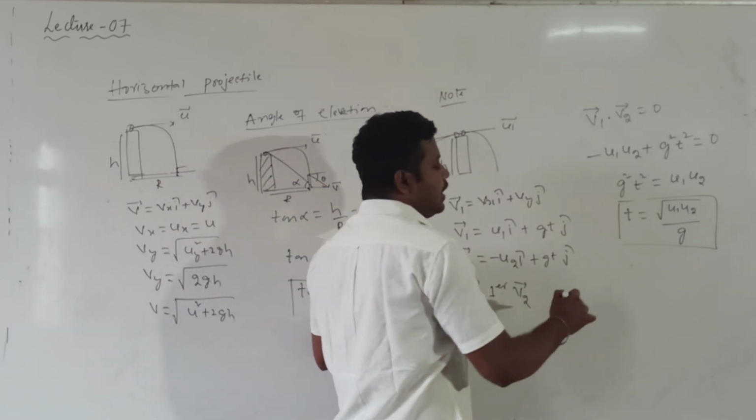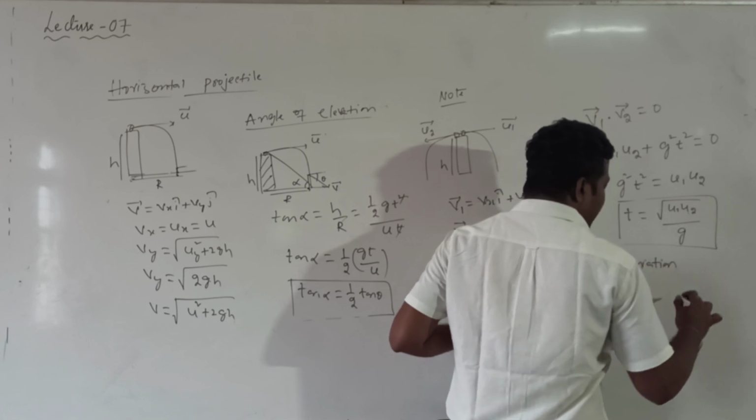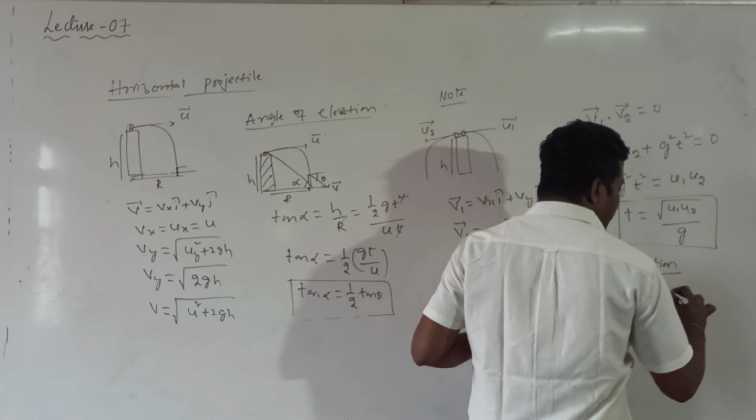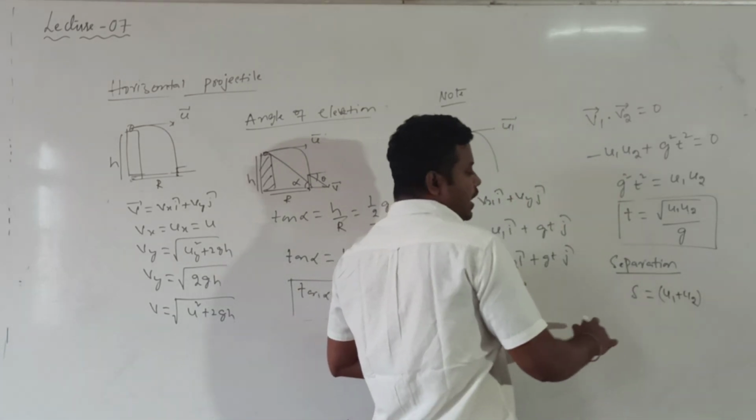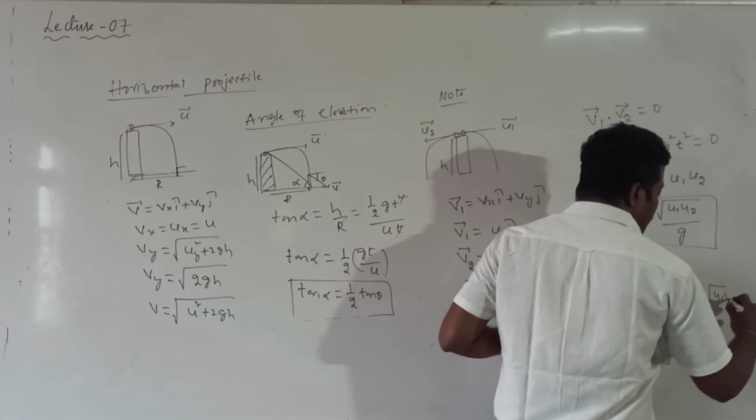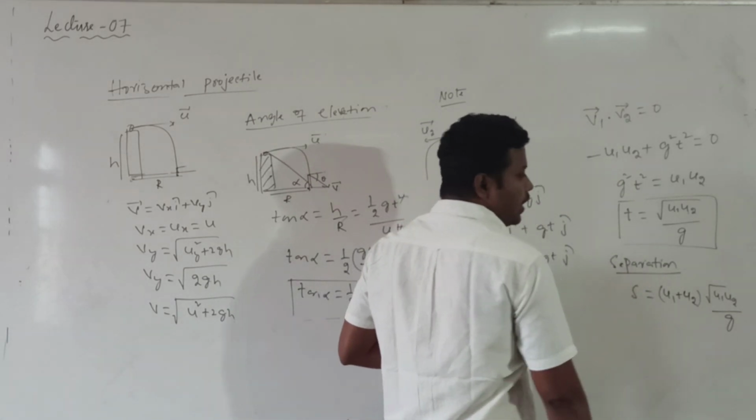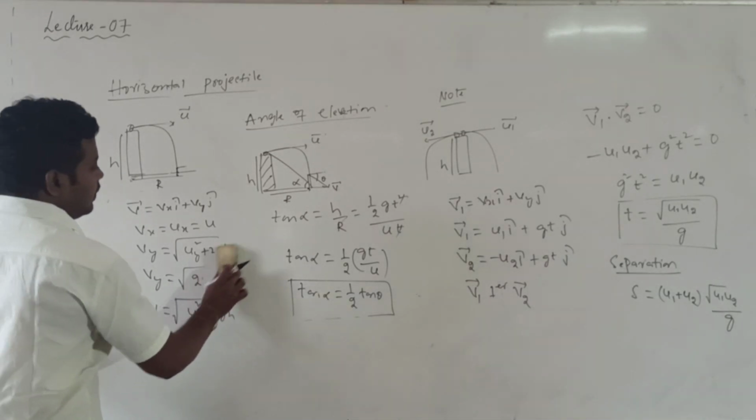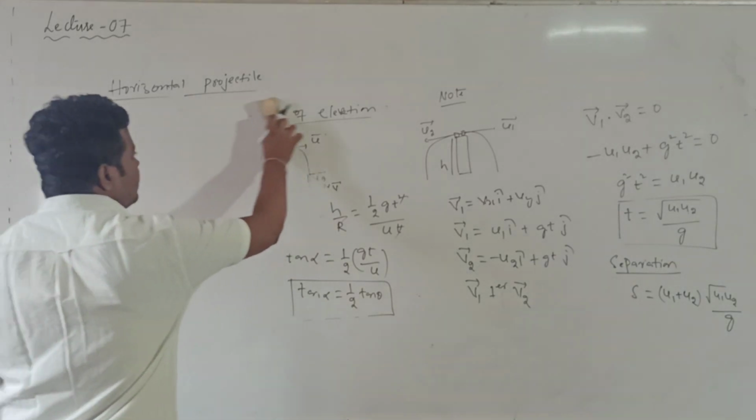When the final velocities are perpendicular to each other, what is the separation between the two bodies? To calculate the separation, that is nothing but displacement. Displacement is equal to velocity into time. Since the two bodies are moving in opposite directions, the relative velocity is u1 plus u2, into time, which is root over u1 into u2 divided by g. So this is the separation between the two bodies when the final velocities are perpendicular. Okay, now? That is also one important point related with this horizontal projectile.